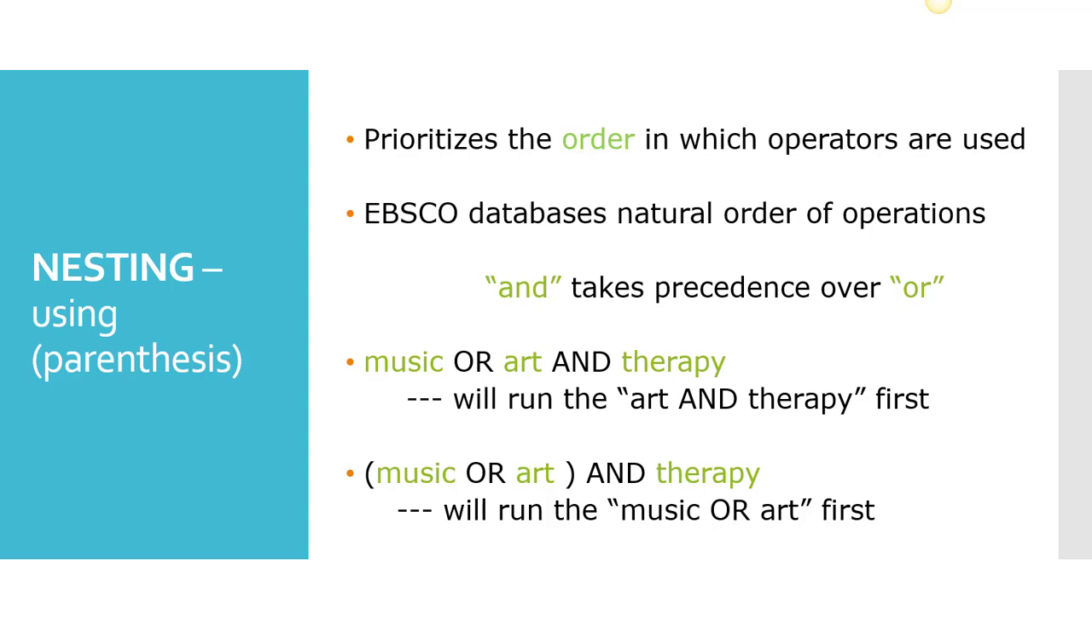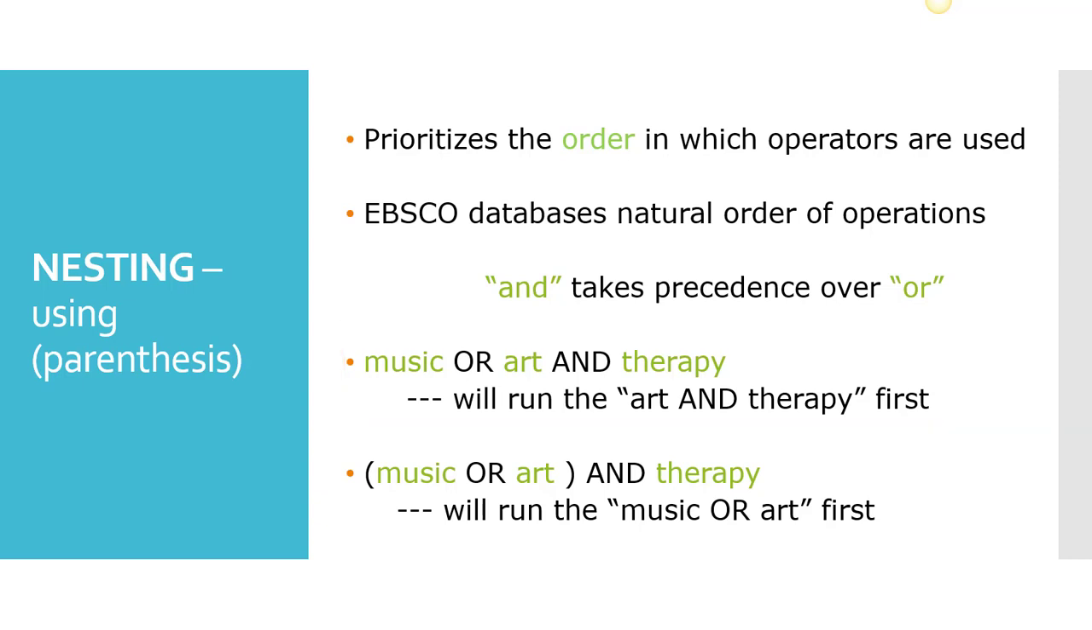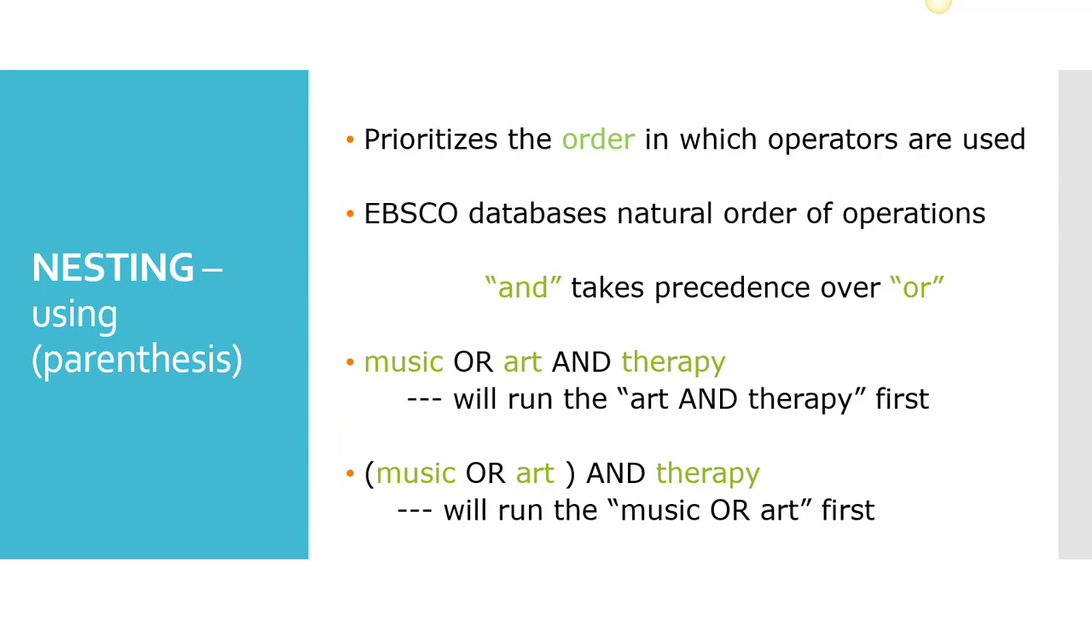If I were to search the terms music OR art AND therapy, the database would automatically run art AND therapy first, even though it comes later in our string of words, because AND takes precedence. If I want to change that natural order, what I need to do is put parentheses around the terms that are ORed together. So music OR art around parentheses would run first, and then it would AND in that universe of articles on therapy. So this is an important feature, whether you actually need to do it manually or just to understand what's happening behind the scenes within the database.